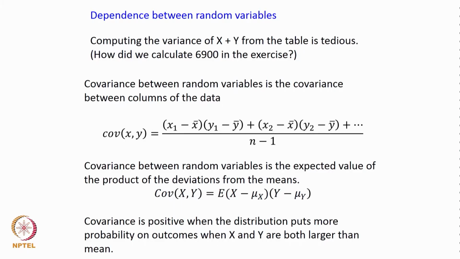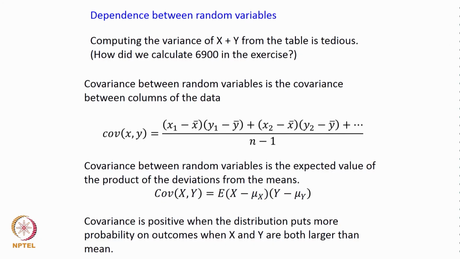Now, covariance between random variables is the covariance between the columns of the data. So, covariance between x and y is x1 minus x bar into y1 minus y bar, plus x2 minus x bar into y2 minus y bar, etcetera, divided by n minus 1. So, covariance between random variables is the expected value of the product of the deviations from the mean.